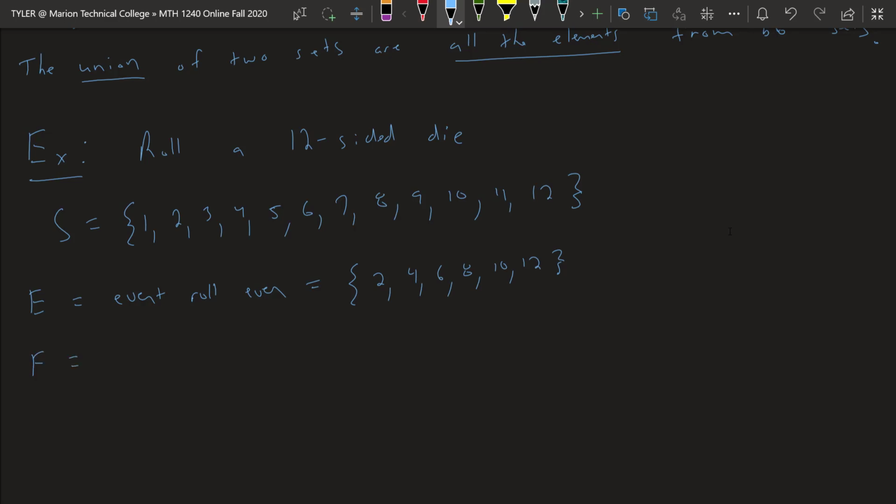If we let F be the event where we roll a number bigger than 6, this would be equal to the set containing 7, 8, 9, 10, 11, 12. Right?